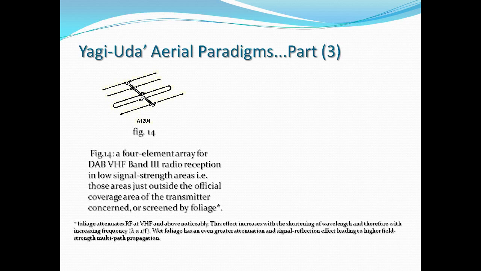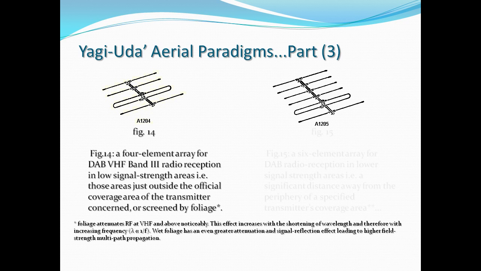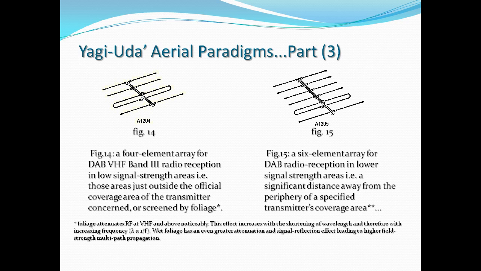Figure 15 shows a 6-element array for DAB radio reception in lower signal strength areas, i.e. a significant distance away from the periphery of a specified transmitter's coverage area. Note, a broadcast transmitter's coverage area is defined in terms of a minimum electric field strength value that's to be received if a particular area is to be described as being within its service area.